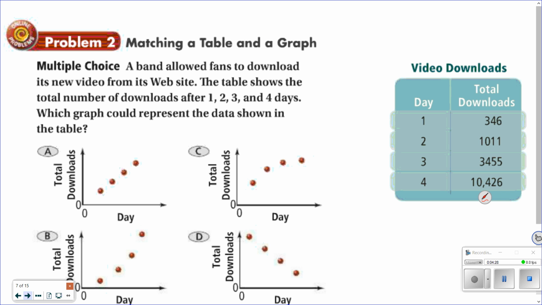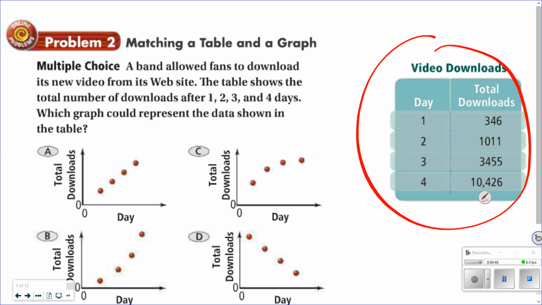Okay, let's try something a little bit different. On this one, it says a band allowed fans to download a new video from its website. The table shows the total number of downloads at 1, 2, 3, and 4 days. Which graph could represent the data shown on the table? So you've got this table over here. Let's think about this one together, then I'll have you try one on your own.